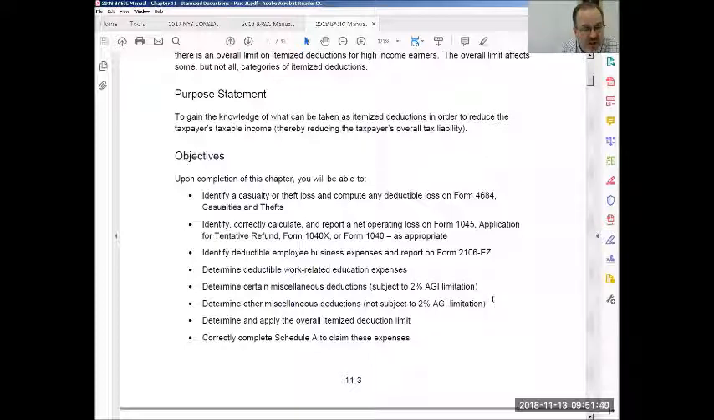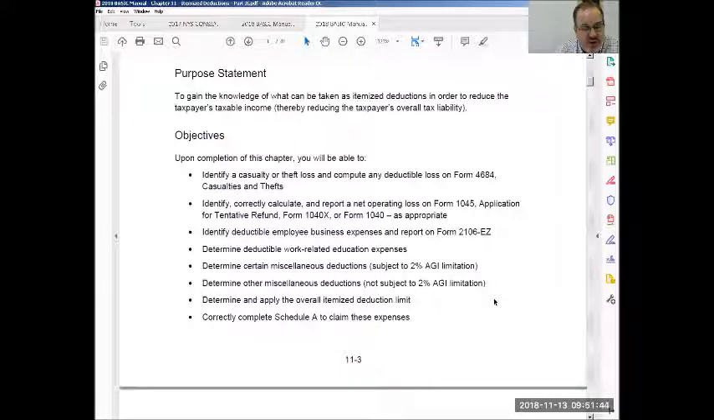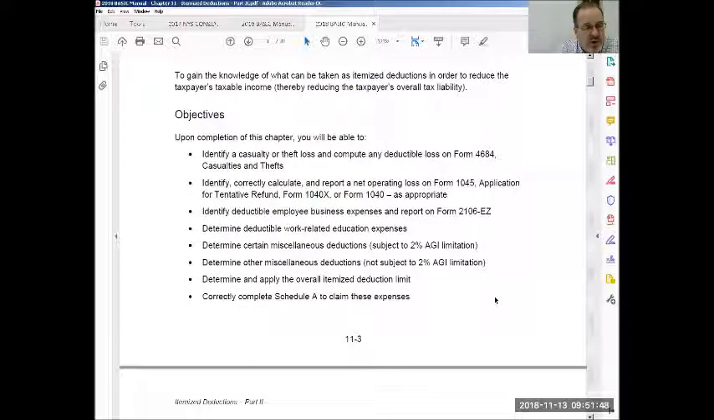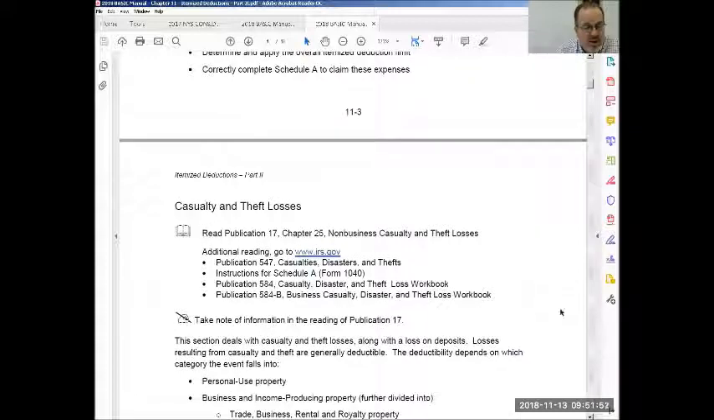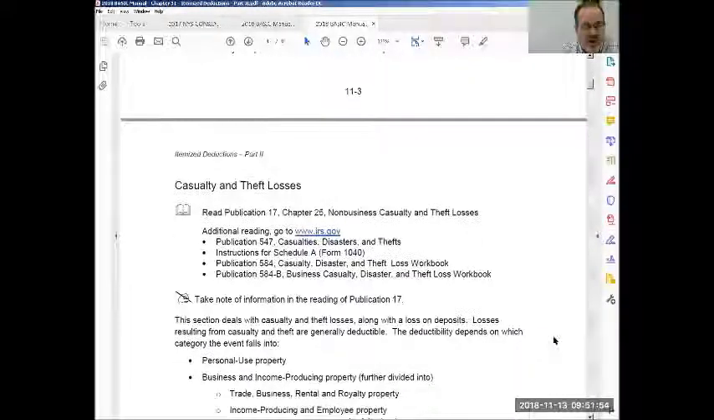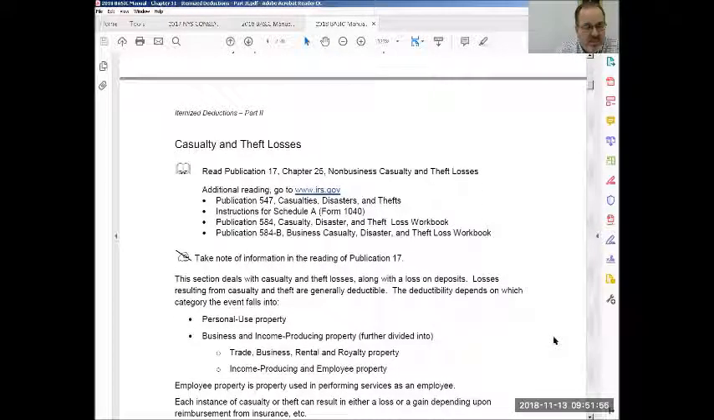Work-related education expenses. We'll talk about some of that, like I said, subject to 2% and not subject to. And we'll talk about the overall itemized deductions. So the first thing we're going to get into is casualty and theft losses.